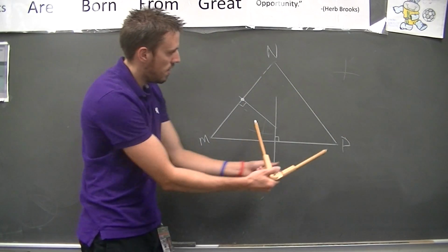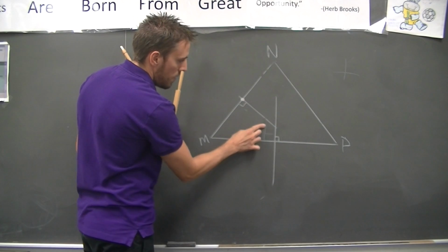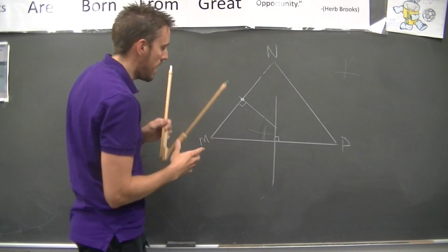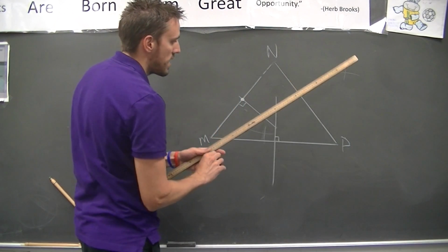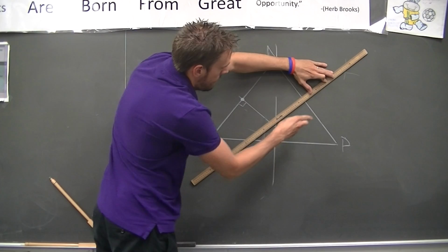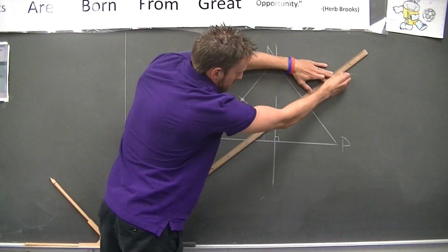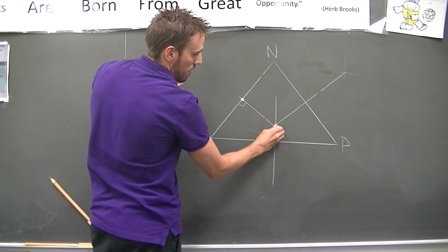It's a little off. There we go. That's better. Okay. Once you have that, again, connect. You're basically doing the exact same thing 3 times. And if you do it correctly, you should end up with an intersection interior here.